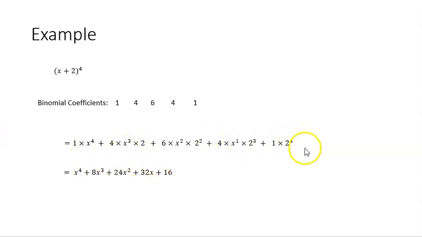Then you just multiply all these together, but remember, keep the plus signs, guys. We can't add these terms because they have different powers of x. So it becomes x to the power of 4, plus 4 times 2, 8, so 8x cubed, plus 6 times 2 squared, which is 24, so plus 24x squared, plus 4 times 2 cubed, 2 cubed is 8, 4 times 8 is 32, so plus 32x, and then 1 times 2 to the 4 is 16, plus 16, guys.